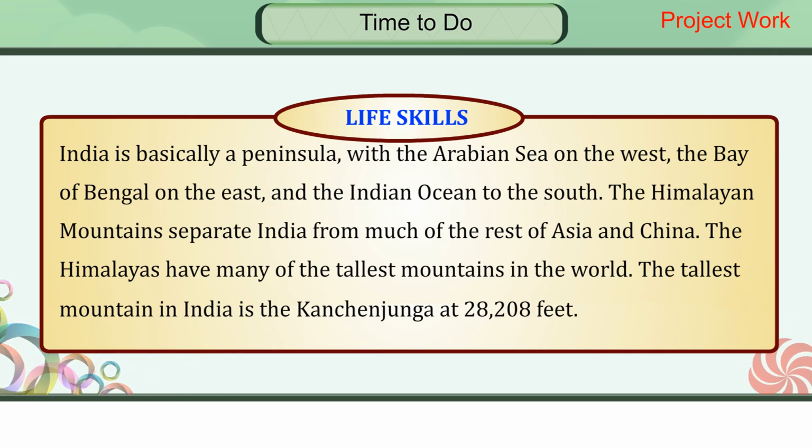Life skills. India is basically a peninsula, with the Arabian Sea on the west, the Bay of Bengal on the east, and the Indian Ocean to the south. The Himalayan mountains separate India from much of the rest of Asia and China. The Himalayas have many of the tallest mountains in the world. The tallest mountain in India is the Kanchenjunga at 28,208 feet.